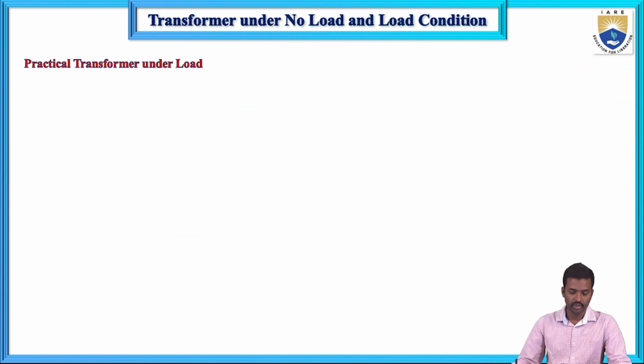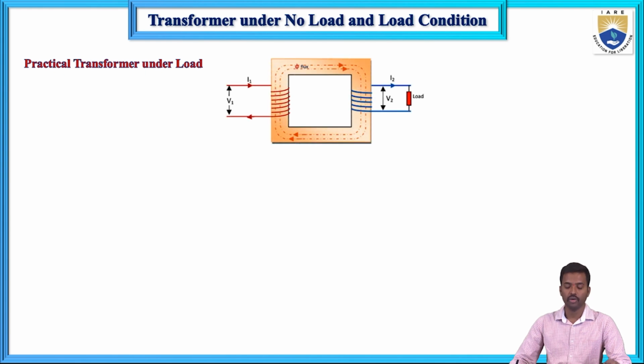Now next one, practical transformer under load condition. Here this is important: when you connect the load, current flows in the secondary winding. That current is I2. When you give the supply voltage V1 to the transformer primary winding, current I1 flows in the primary winding, and this I1 current sets up the flux phi that links with the transformer core and circulates in the transformer. So this is the phi.